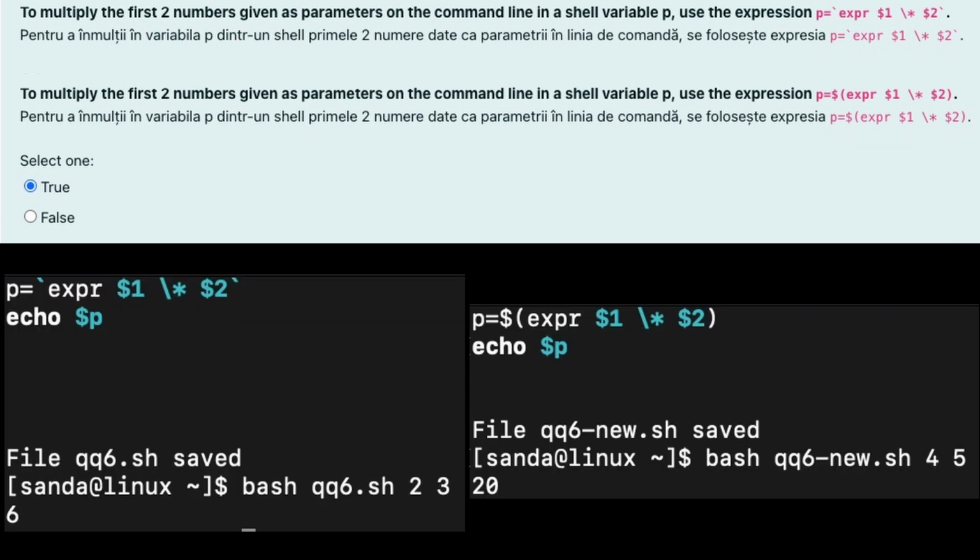To demonstrate that the two formats have the same outcome, you can see here the bash script that we used in the last video with the backquotes, and we modified it with the new format as well. As you can see on the screen, both multiply the two parameters that are given in the command line. So they do have the same outcome.